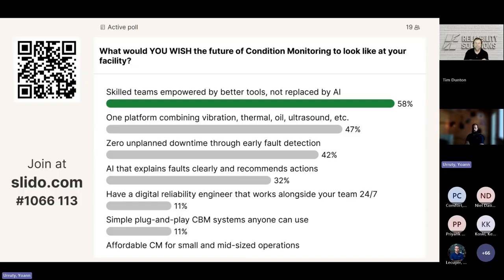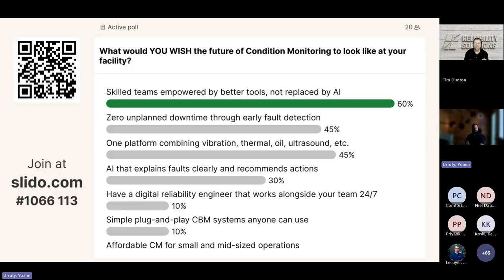All right, so starting to see a trend. Skilled teams empowered by better tools, not replaced by AI. I love it. Can I stop voting now? I've only voted 400 times.